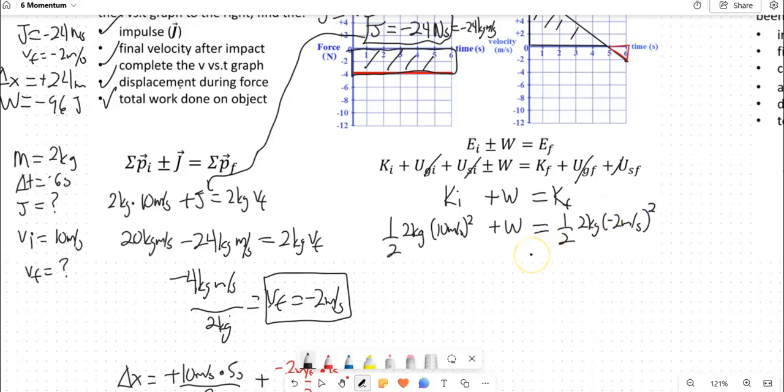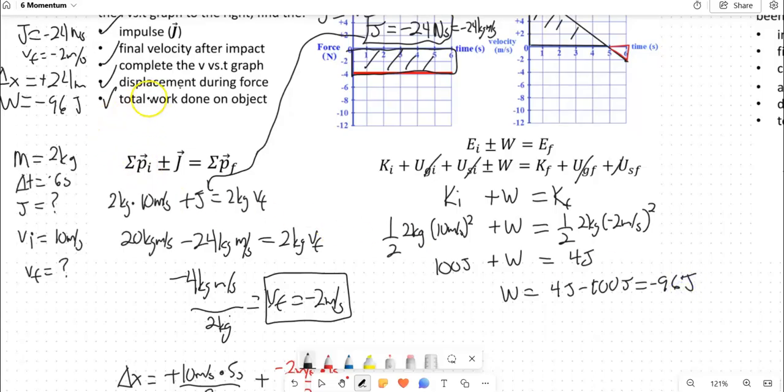Was it negative 2? Yep, negative 2. Well, this is going to be 100, so this is going to be 100 joules plus work, which is going to be equal to 4 joules. So our work, if you bring this on the other side, is going to be 4 joules minus 100 joules, which is negative 96.